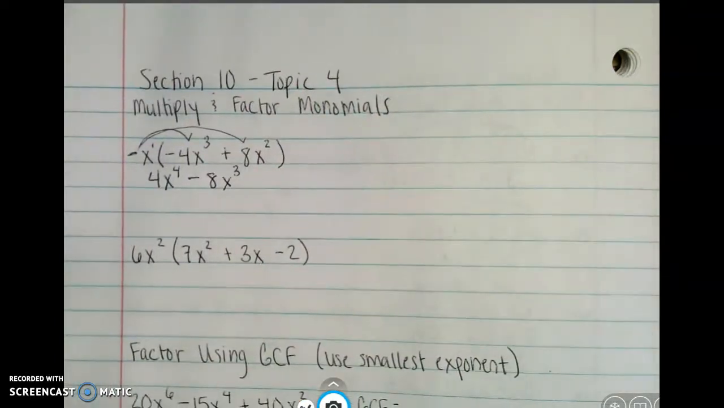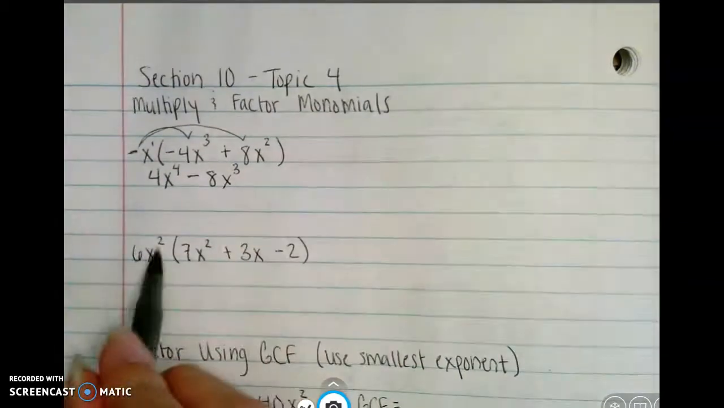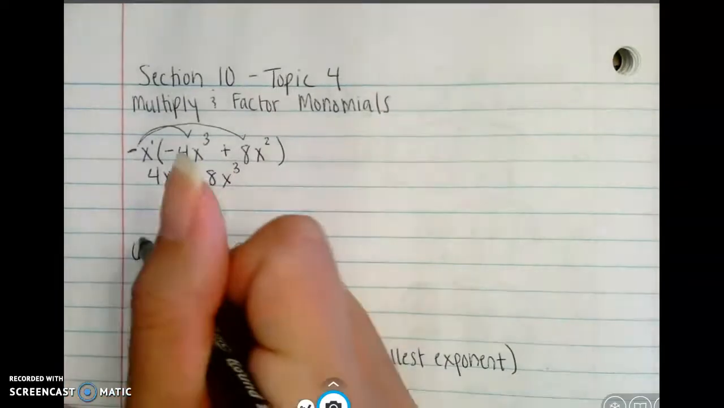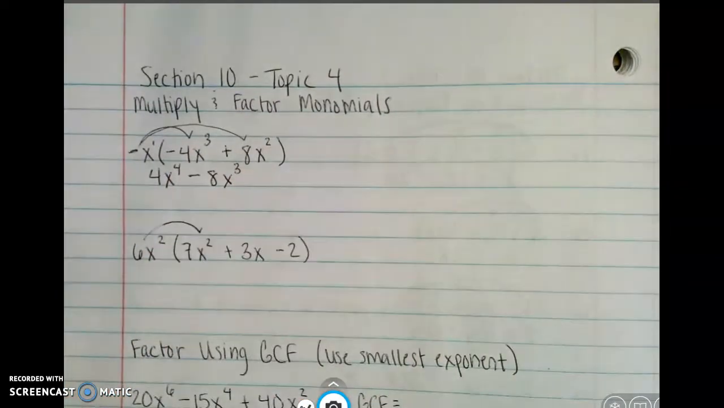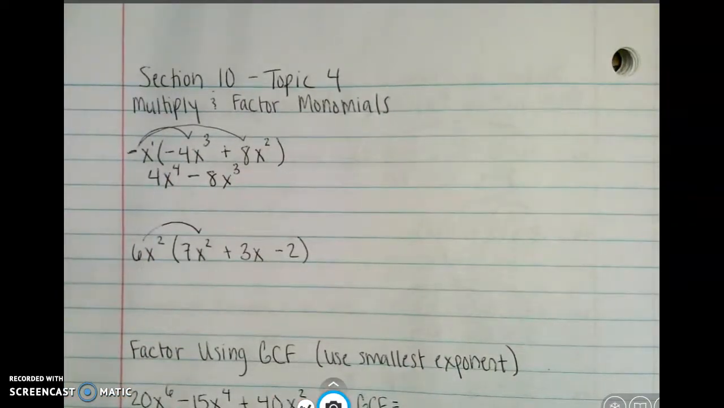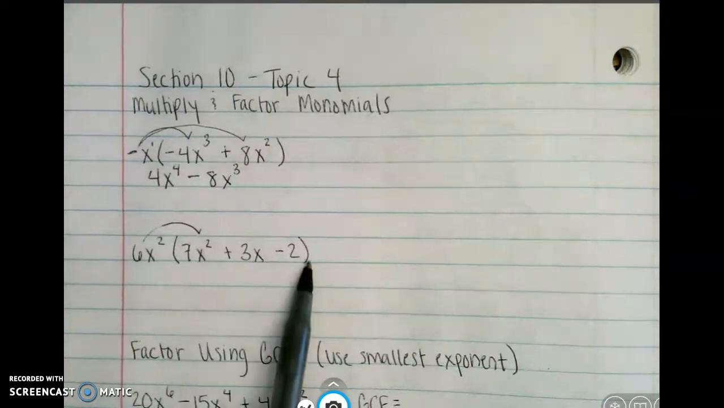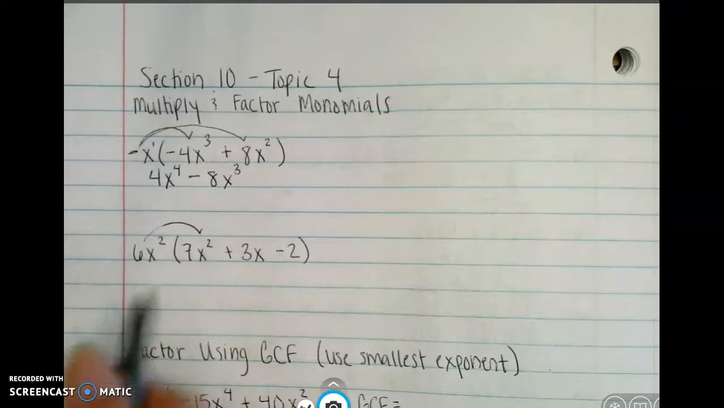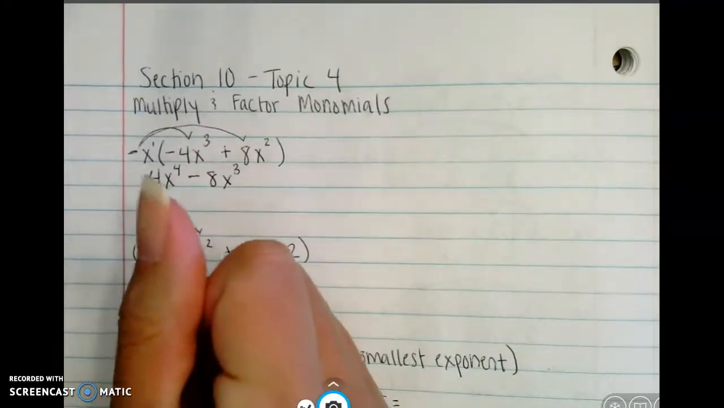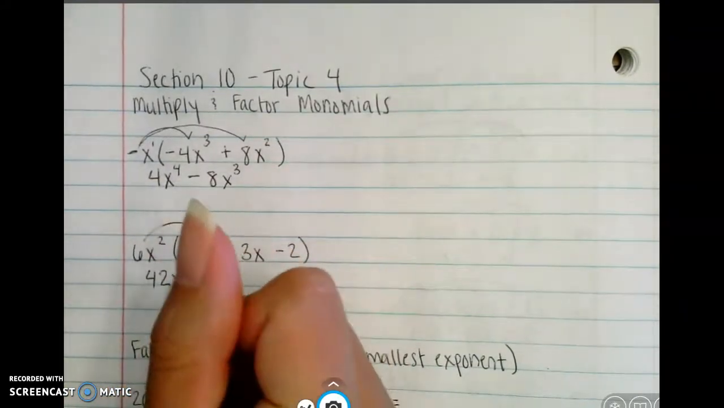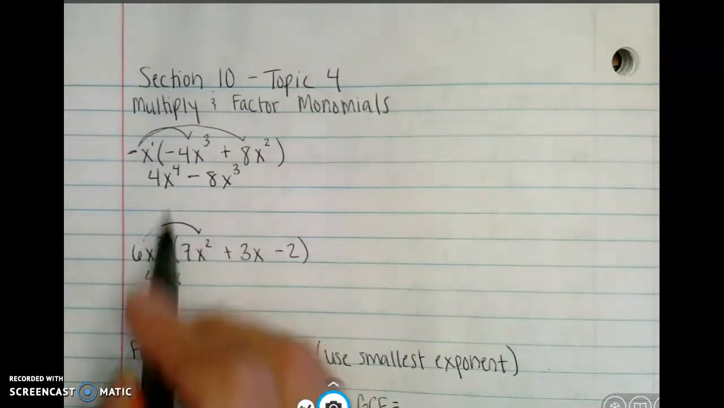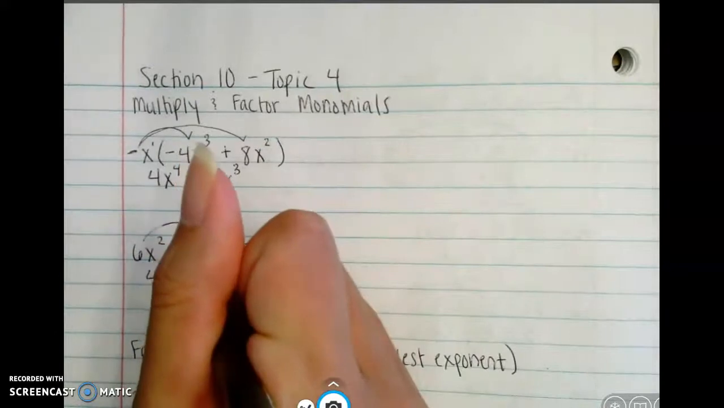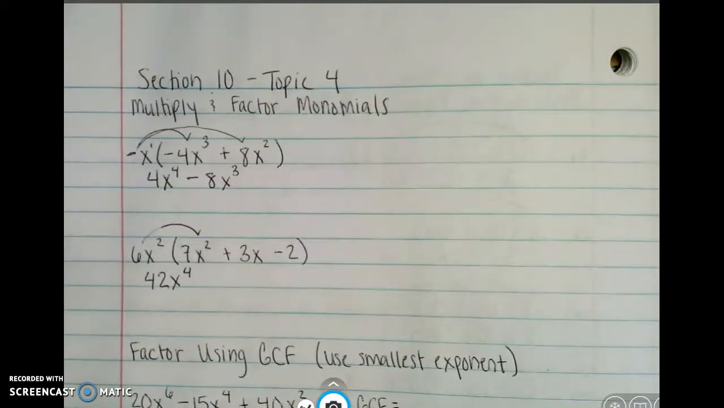For the second problem, we're going to do the same thing, where we're going to take this monomial on the outside of the problem, and we're going to distribute to all three numbers inside the parentheses. So when we do this, we're going to multiply the coefficients. 6 times 7 is 42. And then we have x, and then we need to add the exponents again. So we have 2x's plus 2x's would be to the fourth power.